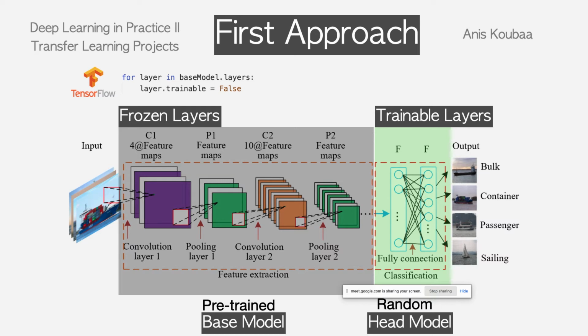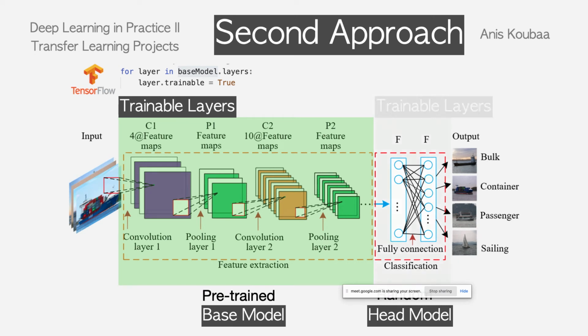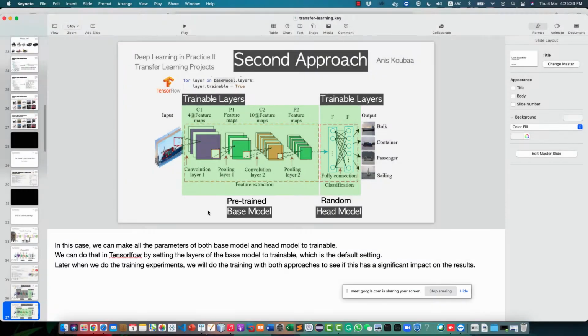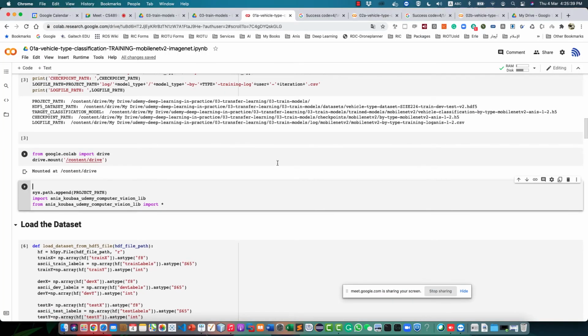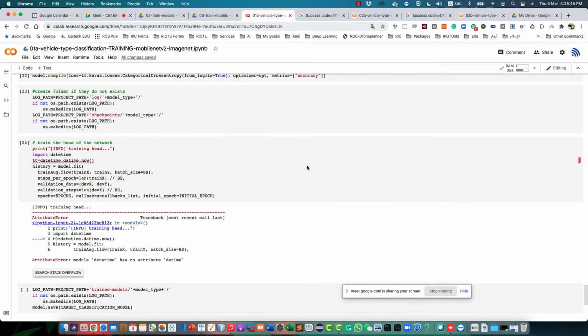Of course, in this case, the training will be much faster because all these layers will not be trained. But you have seen that it didn't lead to very high training performance. So this is why we can do the second training approach, where we set the base model, everything, to trainable, and also we train the head model, which is the fully connected layer. Is this clear? Yes, doctor. Okay. So this is what we have done, and this is one of the things that you can try when you do, for example, a transfer learning project.